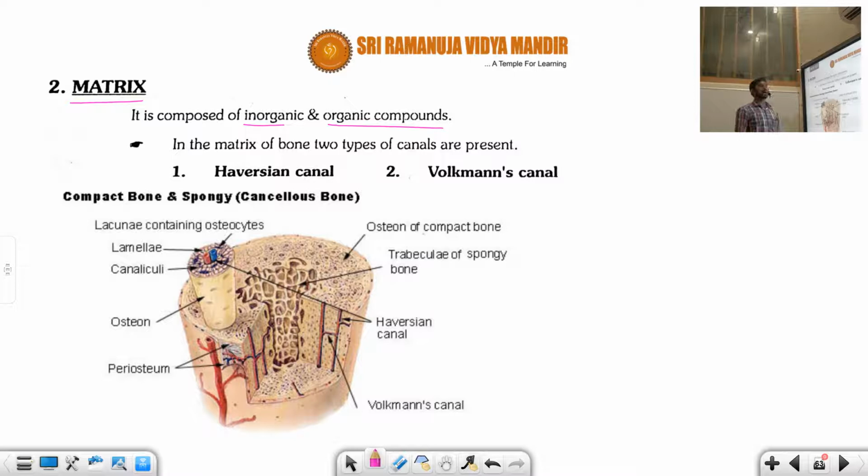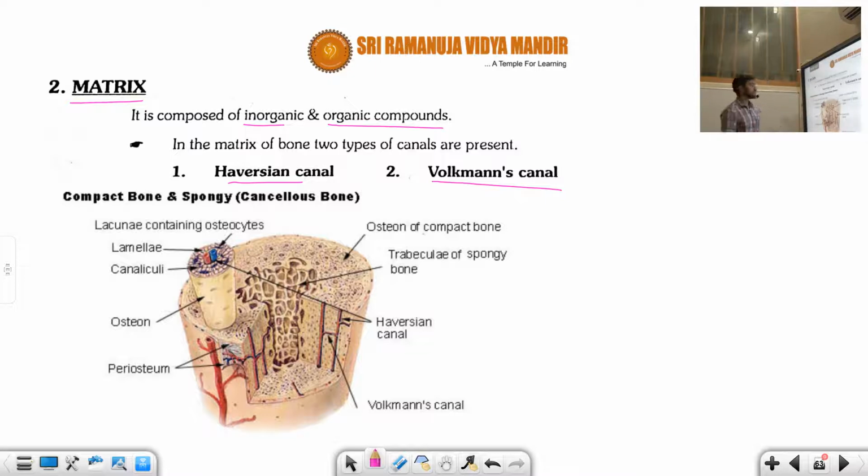The matrix of the bone is of two types, students. This is very important: Haversian canal, and the other one is Volkmann canal. The matrix is found in the cartilage as well as the bone. Here the matrix of the bone can be categorized into two types, that is the Haversian canal and the other one, the Volkmann canal. So what does it mean, Haversian canal and Volkmann canal?